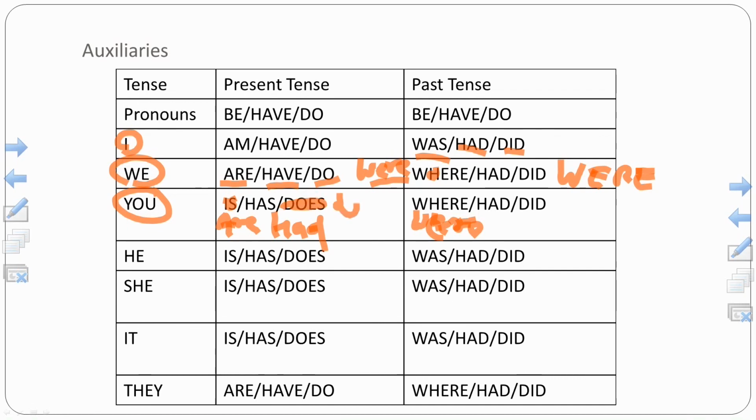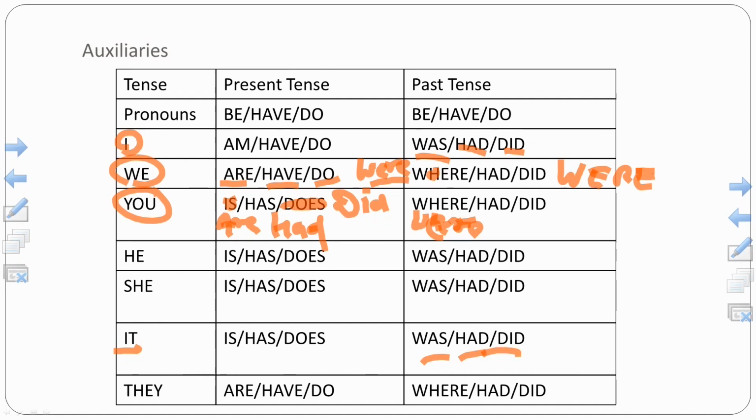This is wrong, so you did. Now he is, she is, she does. So it will be converted into she was, she had, she did. Now if you look at the common pronoun it, it is, it has, it does, and it will be converted into past tense. It will become was, had, and did.